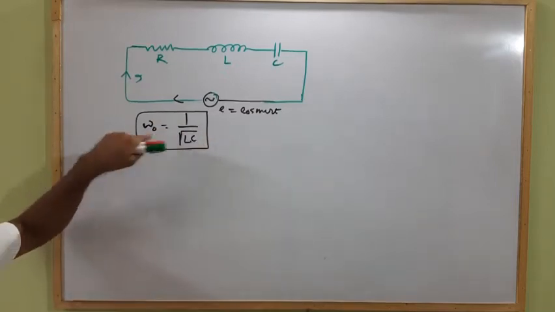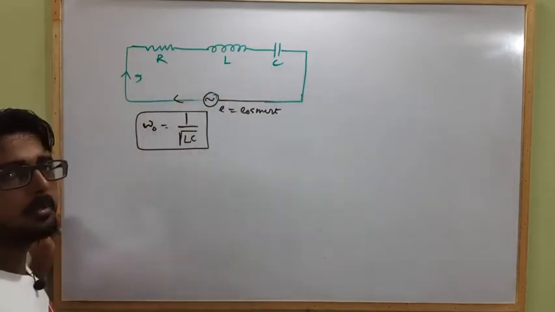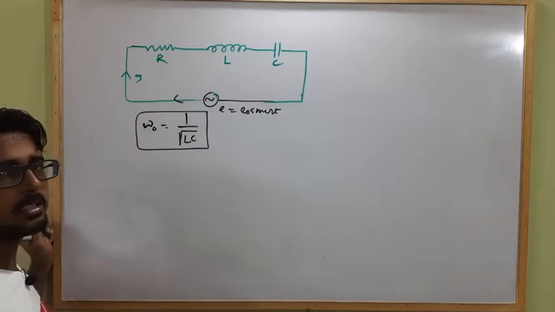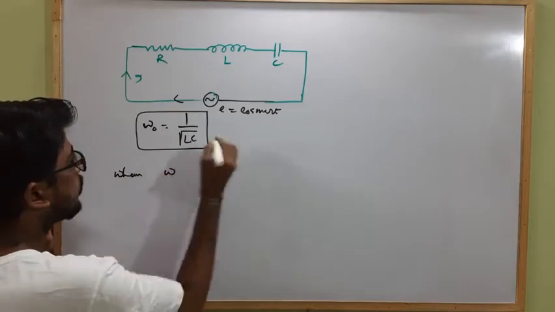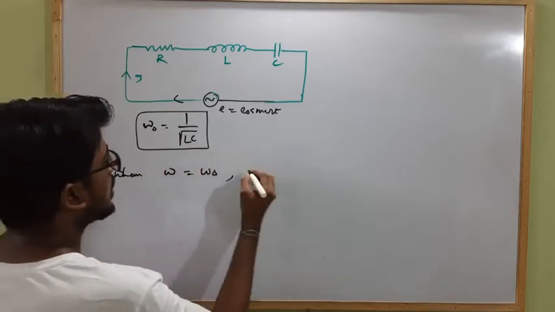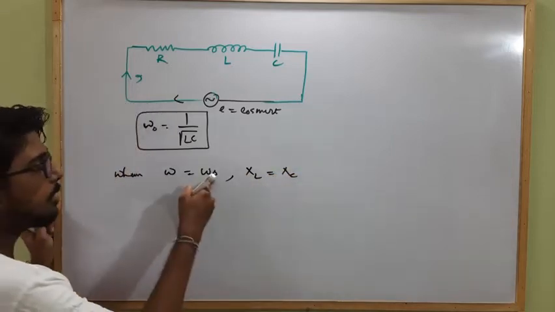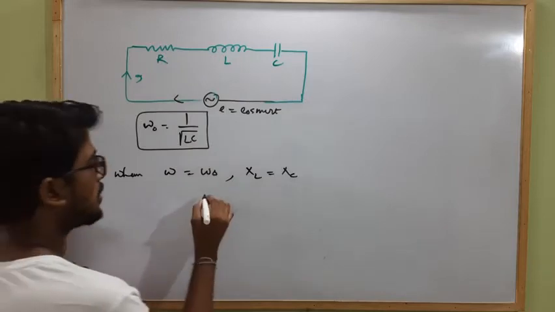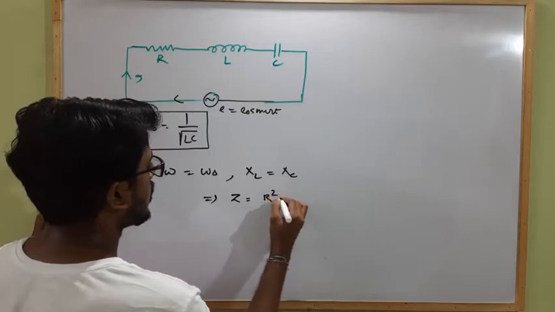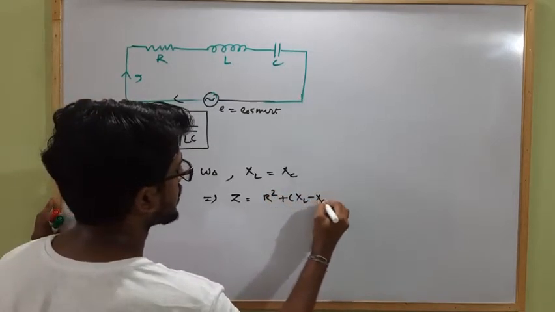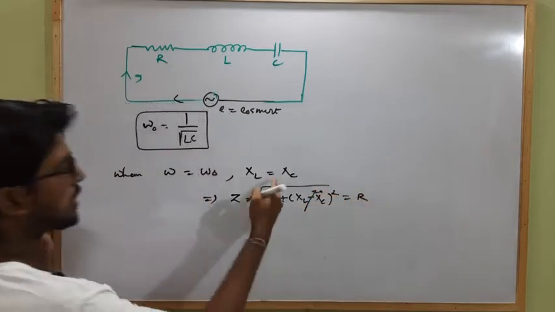Let that particular frequency 1 by root LC be denoted by omega naught. So when the output frequency is equal to omega naught, the current flowing through the circuit will be maximum and it will become a resonance circuit. So when the output omega is equal to omega naught, we get XL equal to XC. This implies Z equals the square root of R square plus (XL minus XC) whole square, which is equal to only R, because this term tends to 0 as XL equals XC.